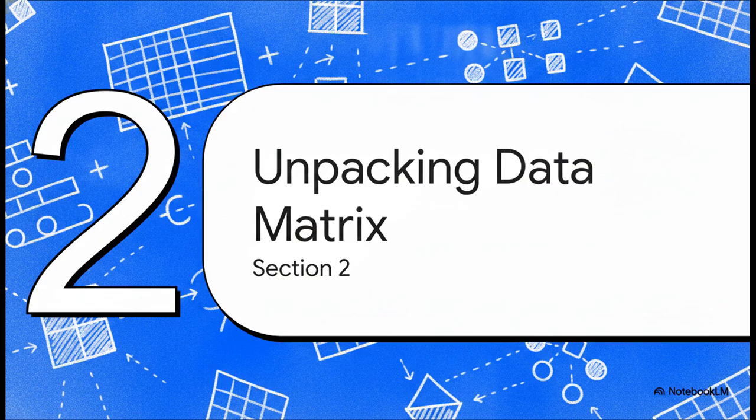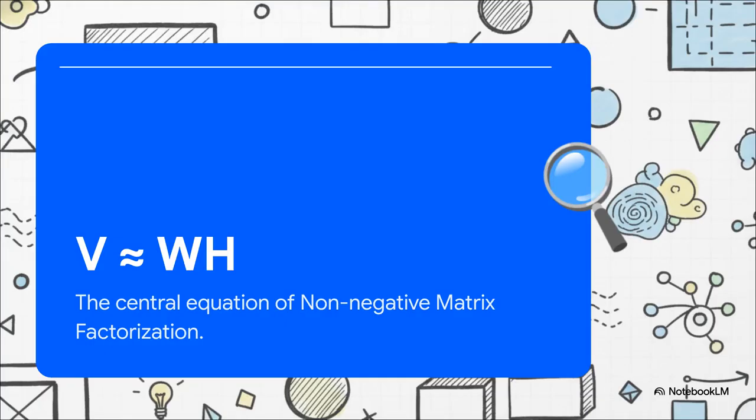Moving on to section 2, unpacking the data matrix. Let's shift from that Lego concept into the core math making this parts-based representation possible. Honestly, the whole crucial point comes down to this one elegantly simple equation: V is approximately equal to W times H. That's the whole thing. That is the central equation of non-negative matrix factorization. Just let the absolute simplicity of that sink in for a second. We are essentially taking one giant complex thing and approximating it by multiplying two smaller things together.